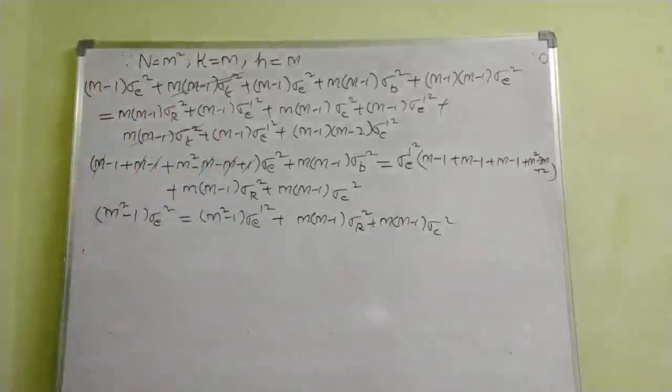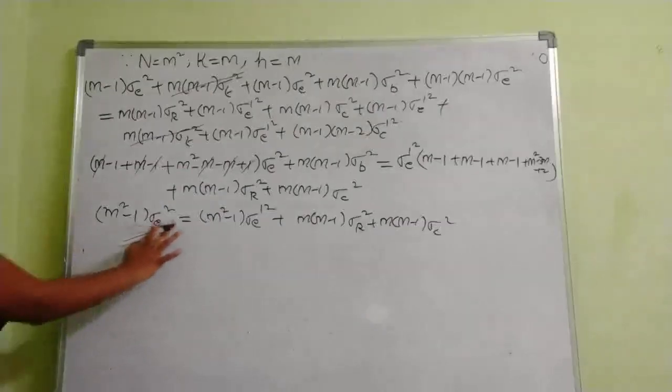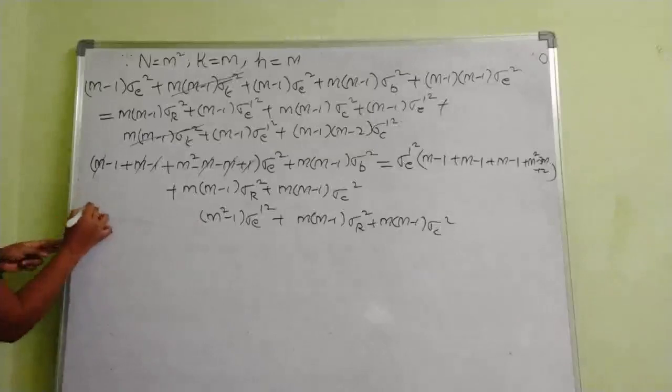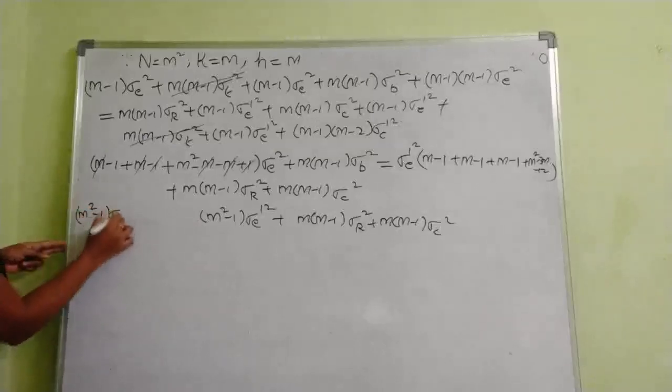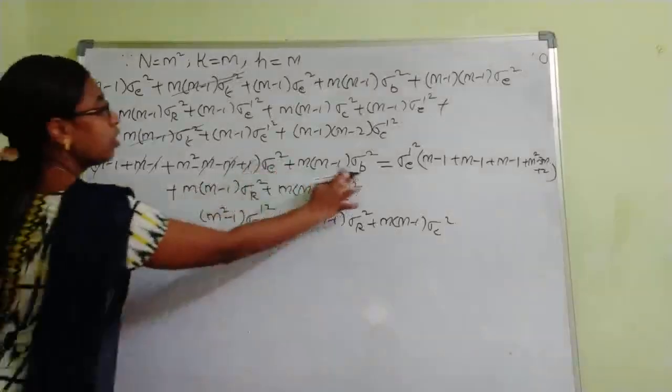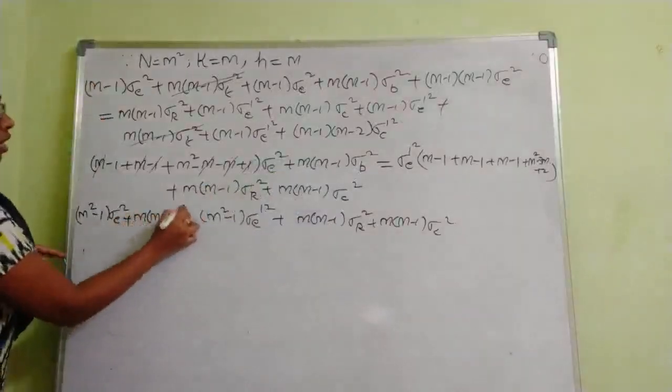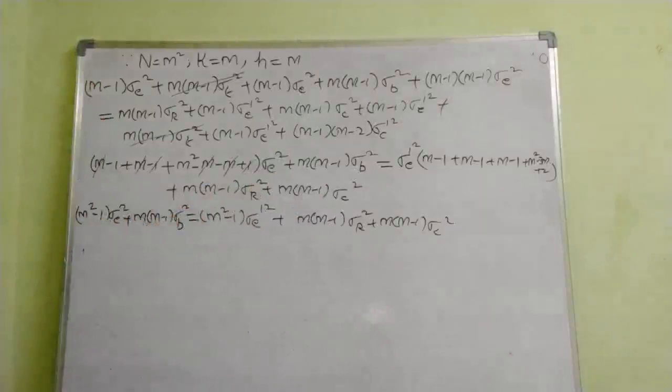So here, on the left hand side one more term is there. I did not write that term. So first m square minus 1 sigma e square plus, you have one more term here, that is m into m minus 1 sigma b square, equal to this term.